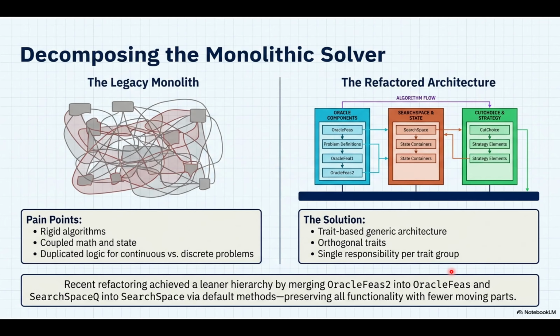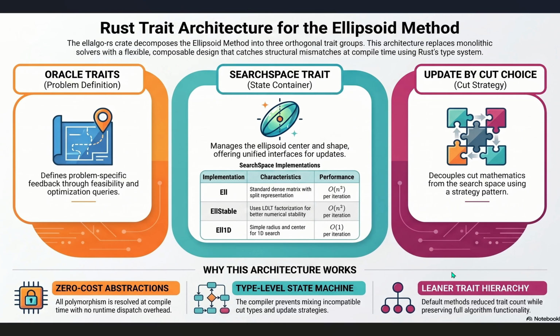Because historically, writing code for this kind of advanced math results in a massive tangled monolith. Totally. If you want to change how the algorithm handles, say, a specific constraint, you end up accidentally breaking the mechanism that tracks the algorithm's actual progress. Okay, let's unpack this.